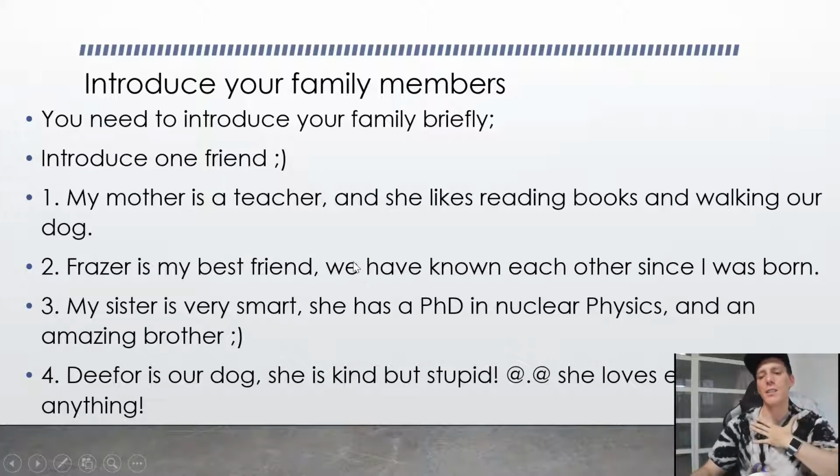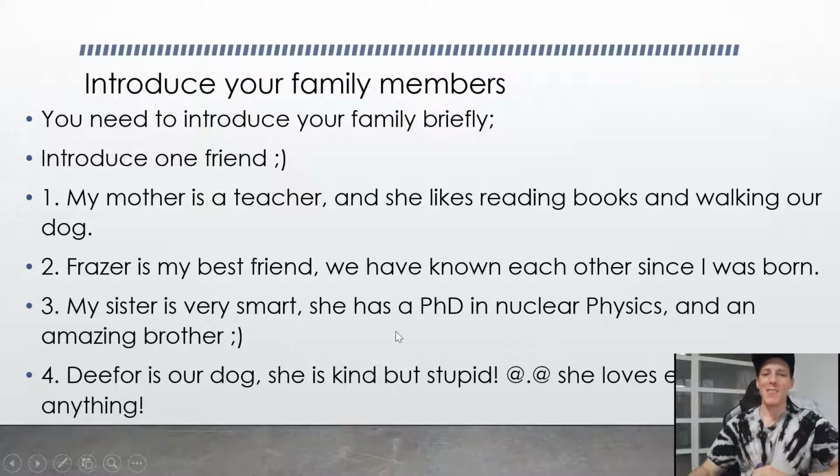Maybe you're Fraser and you are Asa. You have no friends, so you just put Fraser is my best friend. We've known each other since I was born. I have no friends. No, I think I have one friend, maybe somewhere. I can find it somewhere, right?